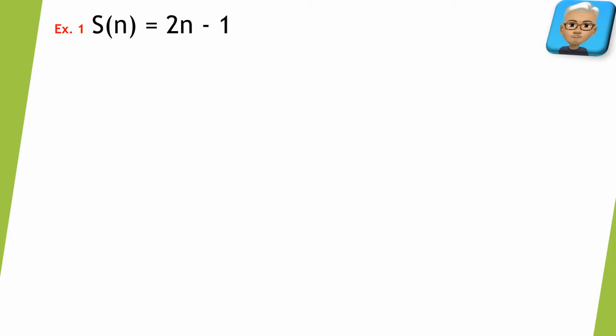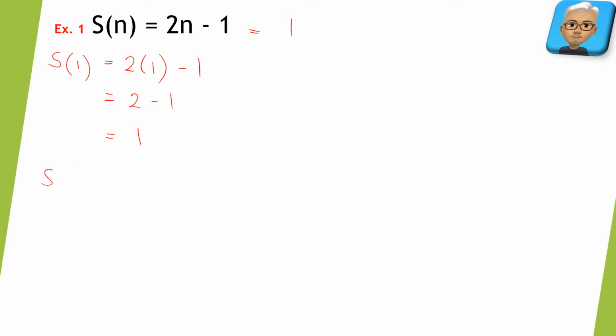Dahil first 5 terms ang hinihingi, to answer this problem, s of n equals 2n minus 1, gagamitin natin yung values na 1 to 5 kapalit ng variable na n. Ibig sabihin, at first, s of 1 is 2 times 1 minus 1. And 2 times 1 is 2 minus 1. Of course, the answer is 1. Ibig sabihin, our first term here is 1.